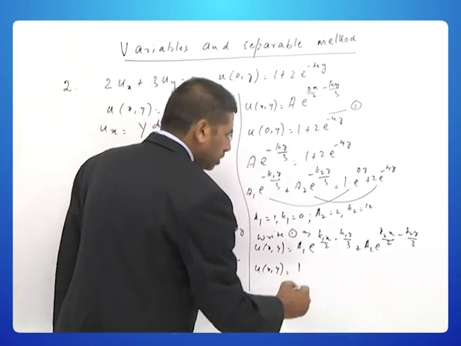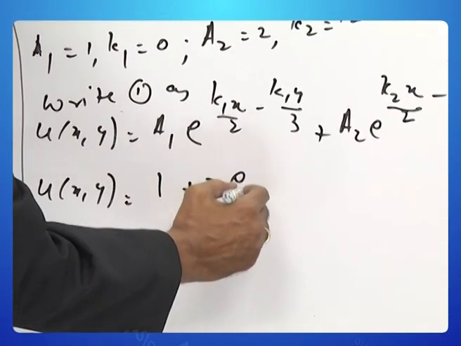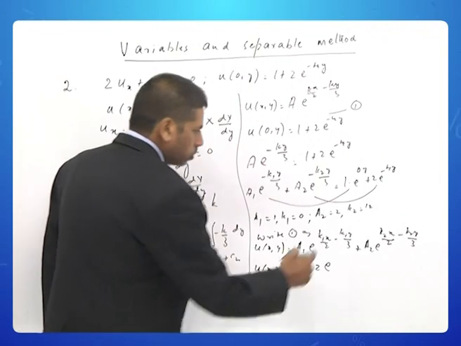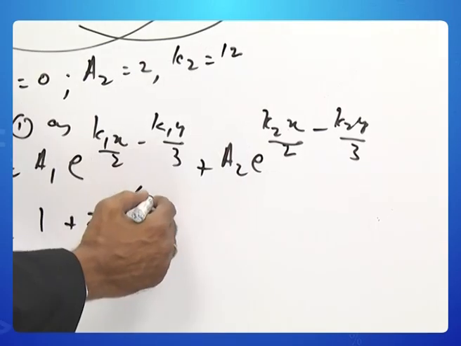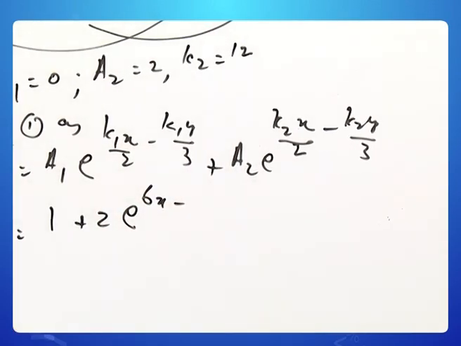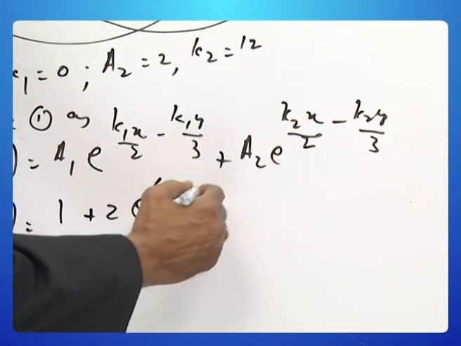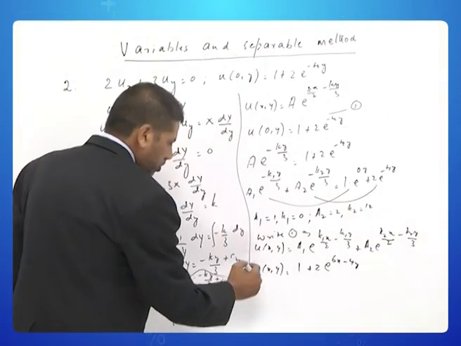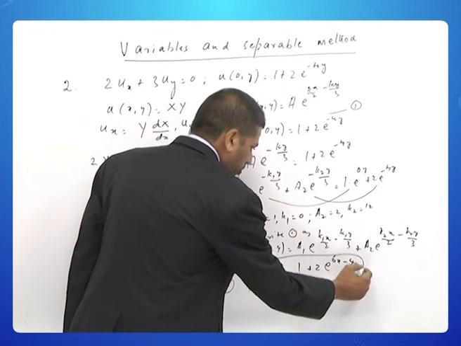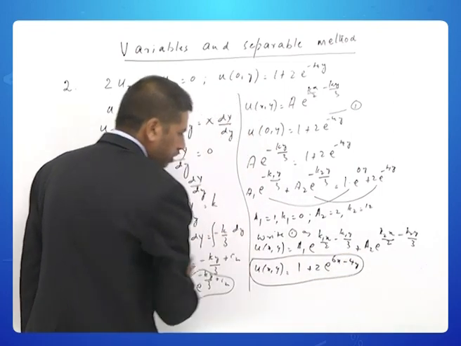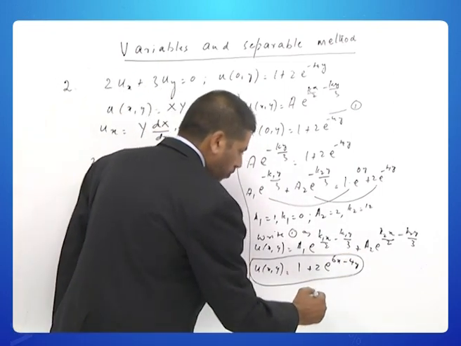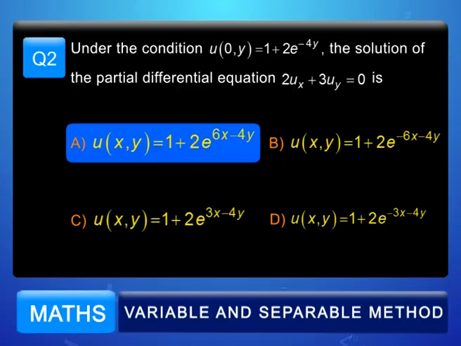Going to that term, a2 is 2, e power k2 by 2, that is 12 by 2 is 6x, minus k2 by 3, 12 by 3 is 4y. So this should be the answer to the problem, and if you watch, it will correspond to option number A. So this is a problem with a little bit of complication.